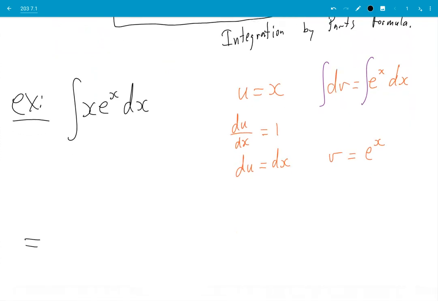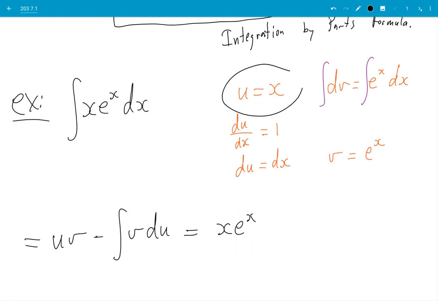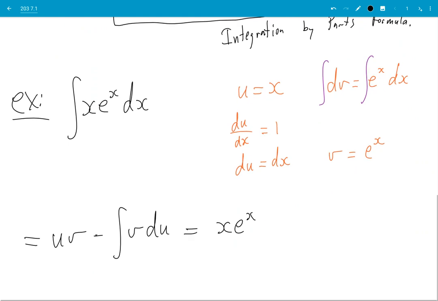So the formula says I'm going to get uv minus the integral of v du. So I just plug in everything I have. I get x e to the x, so u times v is x e to the x, minus the integral of v, which is e to the x, times du, which is just dx. Okay, copy that.